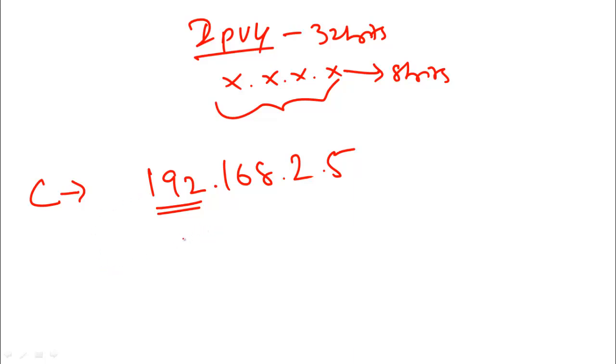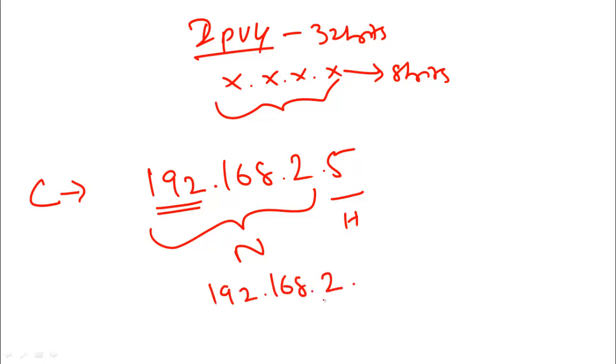Next, in class C, how many network bits and how many host bits? How many network octets and how many host octets? In class C, the first three are network octets, and the last one is the host octet. So we have 24 bits for network and 8 bits for host. So 192.168.2 is the actual network to which the IP address belongs. What will be the network address? That will be the very first address, that is 192.168.2.0. So this is the network address.